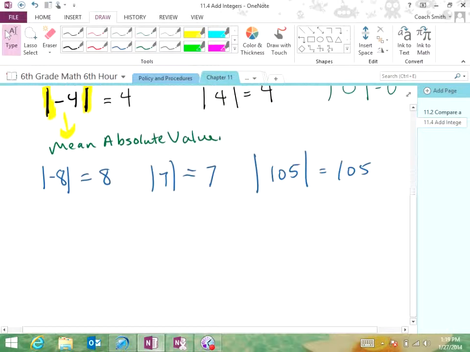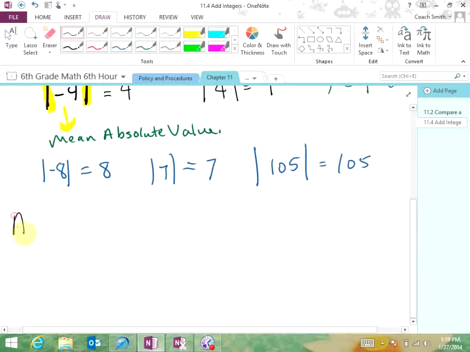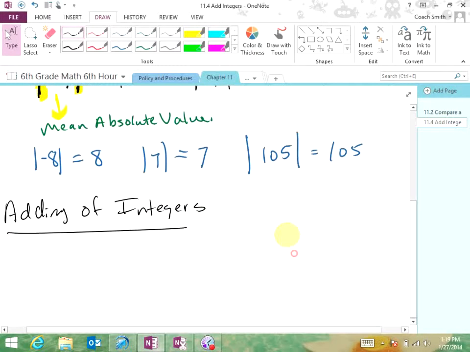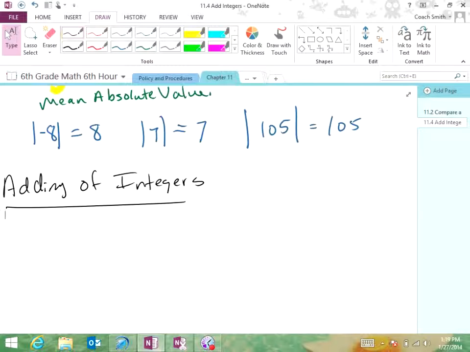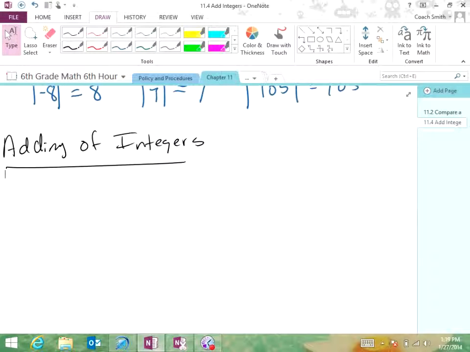Now, I want to talk about the actual adding of integers. Once again, integers are positive and negative counting numbers. We covered that on Friday, gave that definition on Friday, so I'm not going to rewrite it.